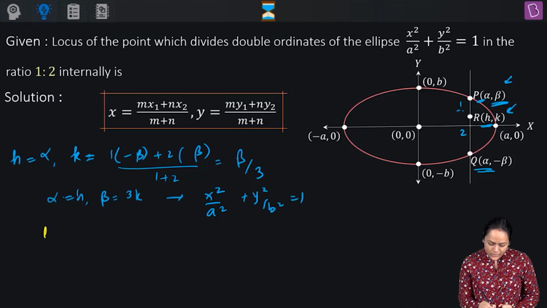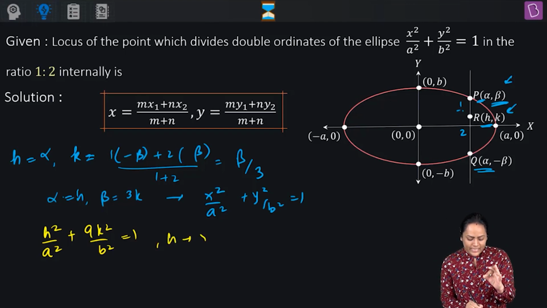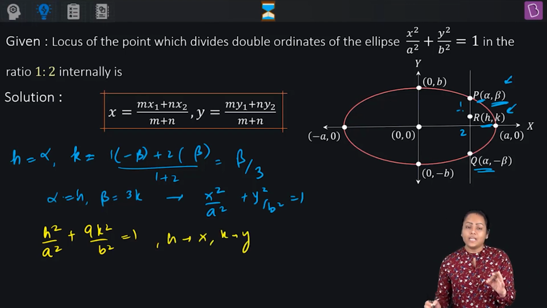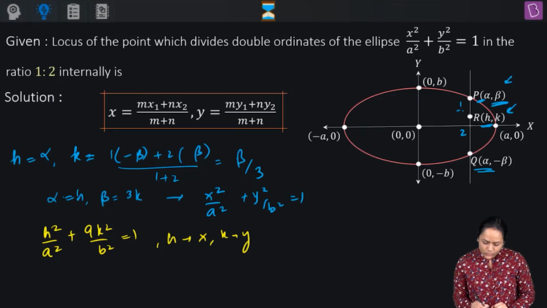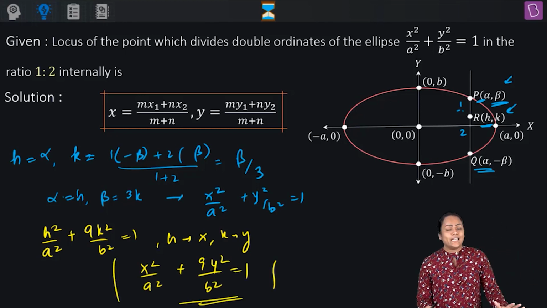It's going to become h square by a square plus 9k square by b square is equal to 1. And to get the locus, you know very well that h is replaced by x and k is replaced by y. That means the final answer is going to come out as x square by a square plus 9y square by b square is equal to 1. This is going to be the final answer.